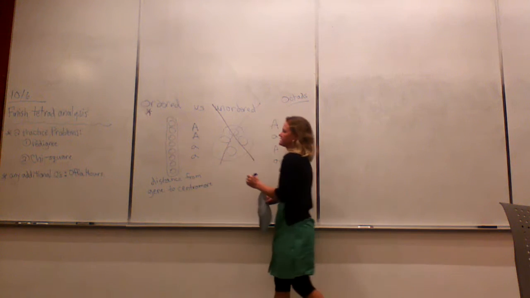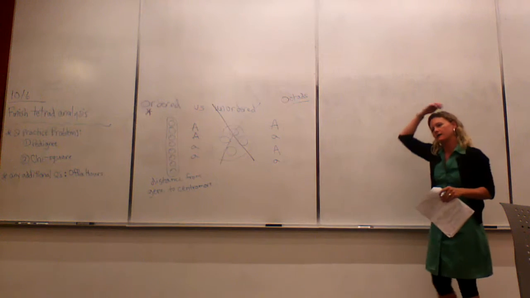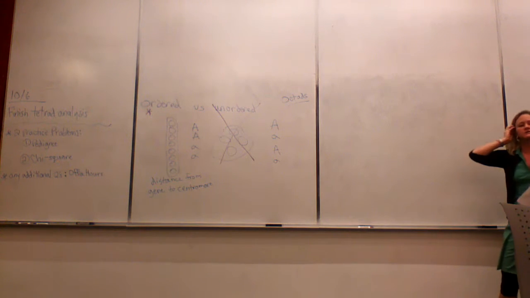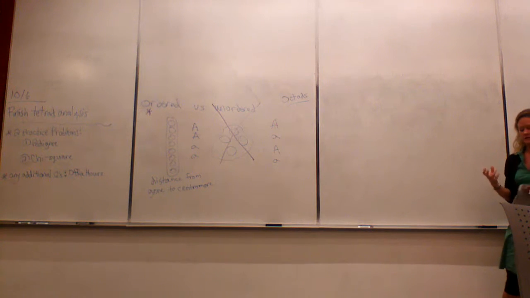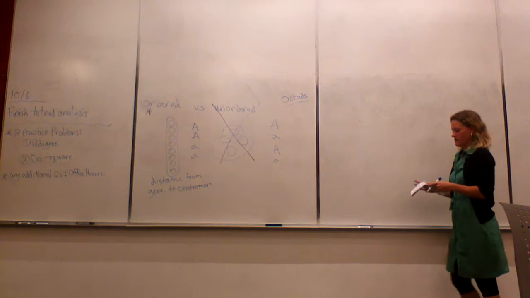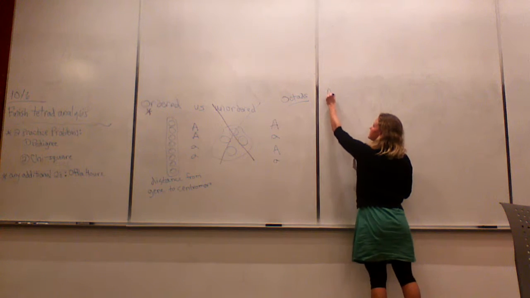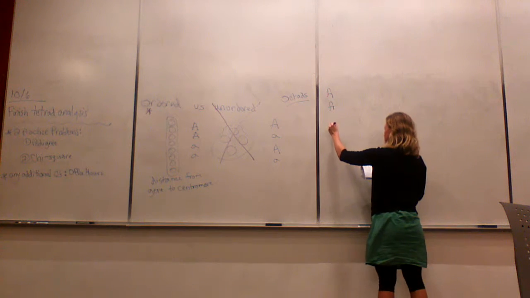So we're really asking, if we just keep it as gene A, make it simple, what's the distance of gene A to the centromere? That's the kind of data that you're going to get from this. Okay. So here's what you would be presented with.